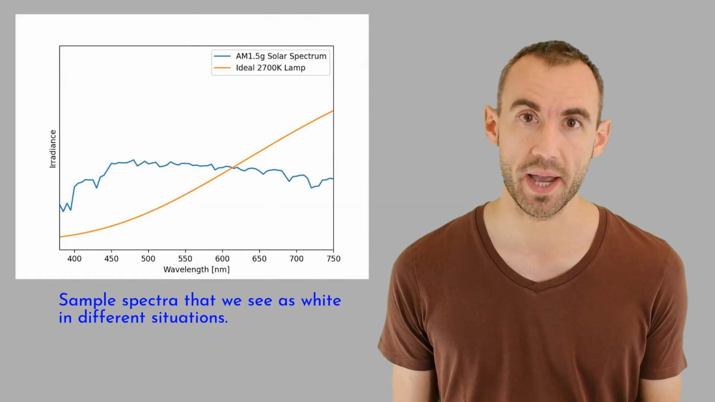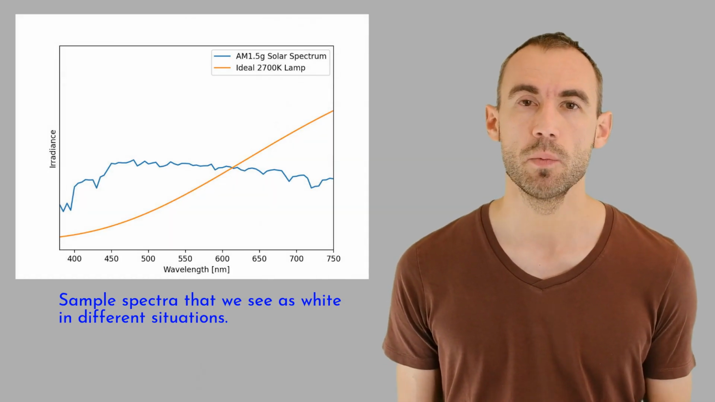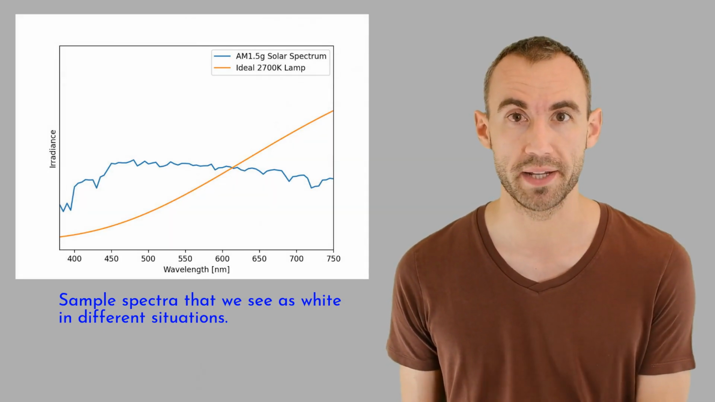I don't want to talk too much about it here, but in short, what we call white is not a fixed proportion of wavelengths. Rather, what we see as white depends on the situation. Our eyes adapt. So in one environment, we will see one spectrum of light as white, and in another environment, we will see a different spectrum as white.